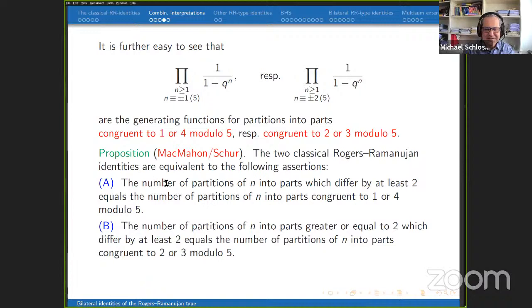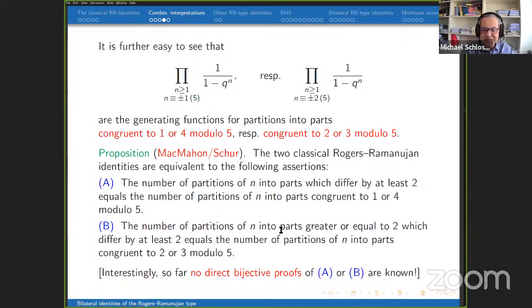But the idea is to say that you have an equinumerous result. On one hand, you have certain partitions of n with certain conditions, where the parts differ by at least 2. Okay, so that's the first identity. And on the right-hand side, the parts are congruent to 1 or 4 mod 5. And for the second identity, a very similar equality of partitions. And interestingly, although these are easy to state, no direct bijective proofs of these two interpretations are known.